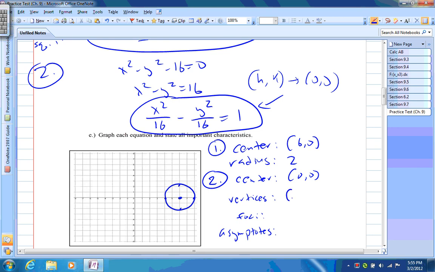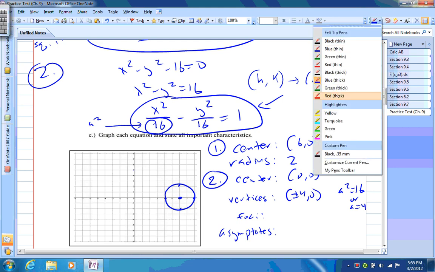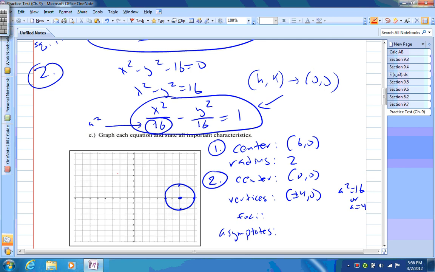The vertices I know are going to be plus or minus 4 comma 0. That's because a squared equals 16, or a equals 4. Remember, that right there is going to be a squared. A squared is always going to be the denominator for the positive fraction for a hyperbola. And so we're going to go 4 away from the center. So if I use a new color to graph my hyperbola, I know the center is right here. It's got to be 4 to the left and 4 to the right.